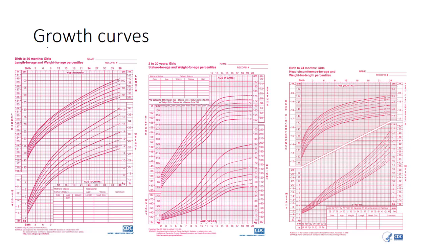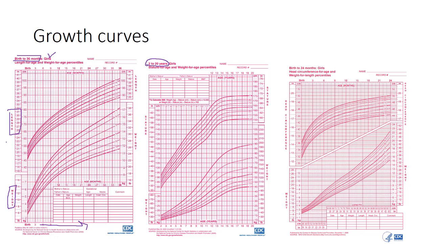We spend an enormous amount of time plotting this information on growth curves. Now there's a lot of information in this slide. You can see that we can measure from birth to 36 months, and we can actually measure older children, 2 to 20 years of age. We have charts for girls and we have charts for boys. And notice that we measure on the y-axis either length or weight, and we plot that as a function of age in this direction.